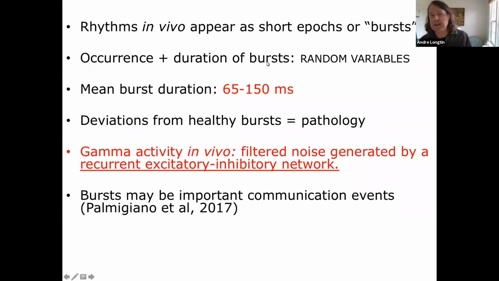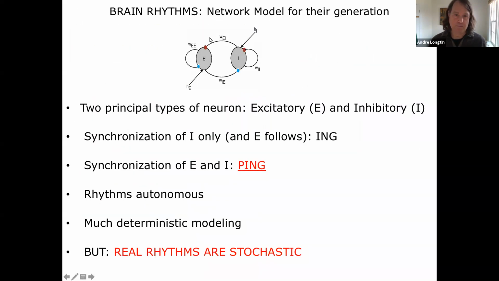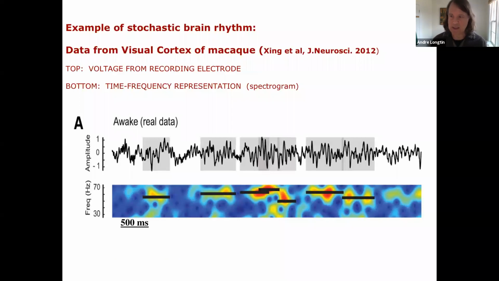Okay, so the rhythms appear as short epochs or bursts, and their occurrence and their duration appear like random variables, with the mean burst duration lying somewhere in this range, and deviations from healthy bursts are characteristic of pathology. One other aspect is that there's been kind of a fringe element in the literature that discusses gamma activity in particular as just being filtered noise generated by these recurrent excitatory-inhibitory networks. So to come back to this picture, you have an excitatory-inhibitory network, and the inputs can basically be just noise, and they're just filtering the noise. And that's actually compatible with some of these statistics that we're seeing here.